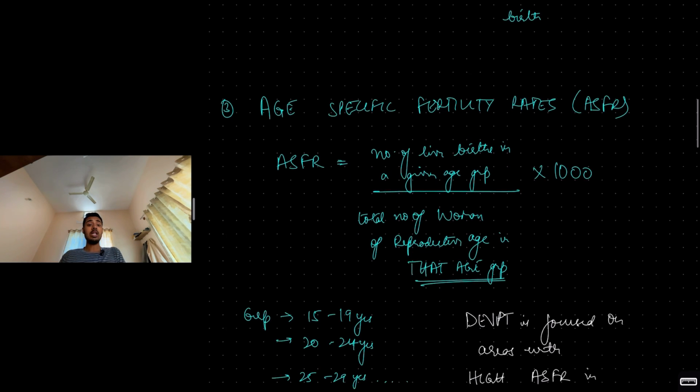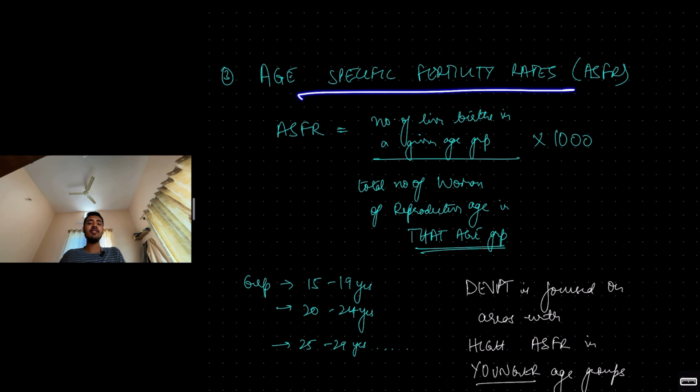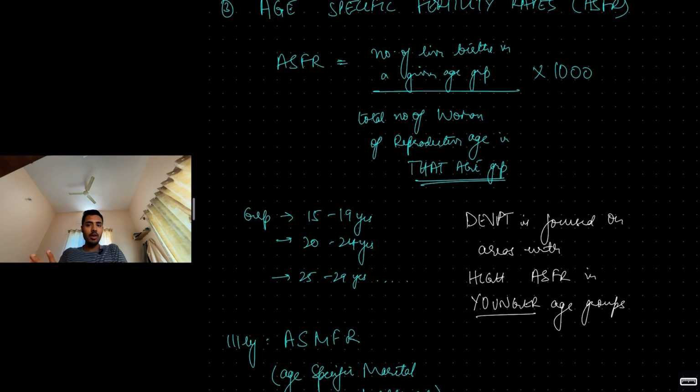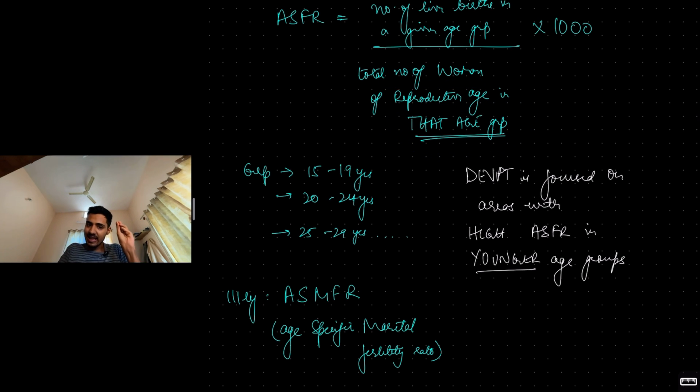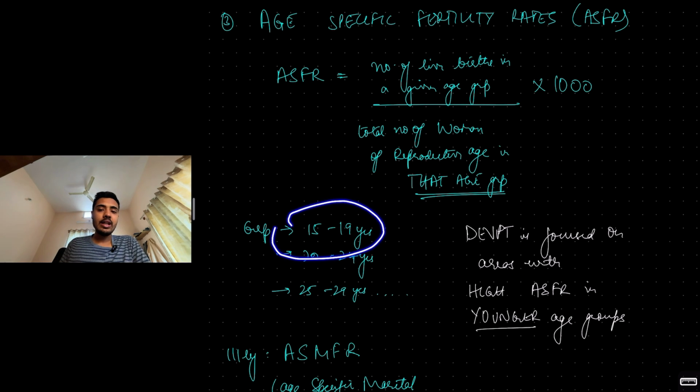That's why we go to ASFR, age specific fertility rate, where number of live births in a given age group divided by total number of women of reproductive age in that age group. That is, example, you always take the groups in 5 years: 15 to 19, 20 to 24, 25 to 29, 30 to 34, 35 to 39. You will take in those intervals, okay? And let's say take a 15 to 19-year-old group. Number of live births in that 15 to 19-year-old age group divided by the total number of women in that 15 to 19-year-old age group. Okay, that is age specific fertility rate.